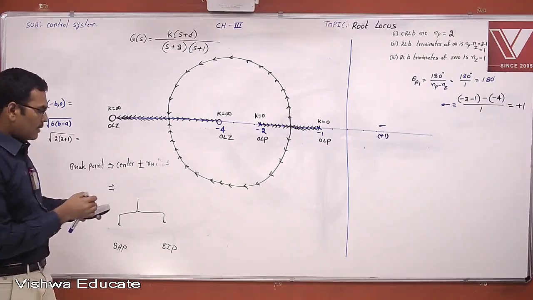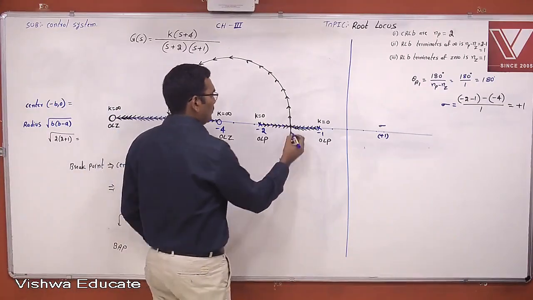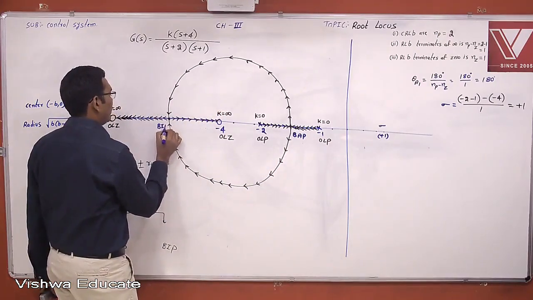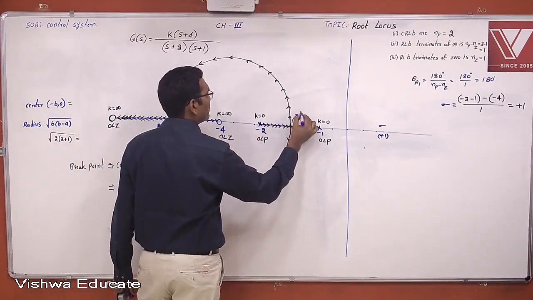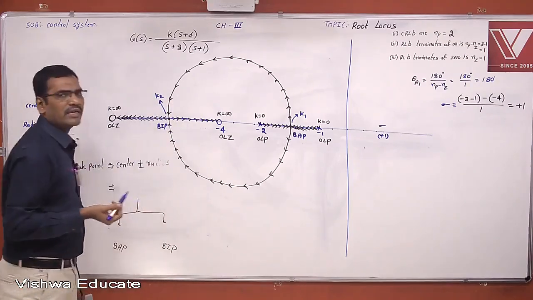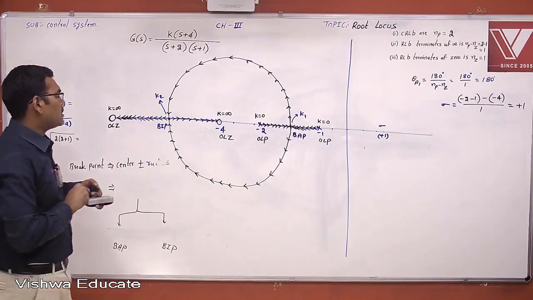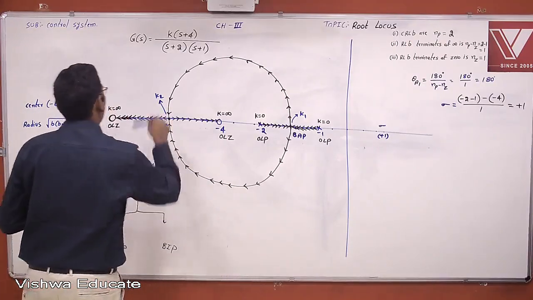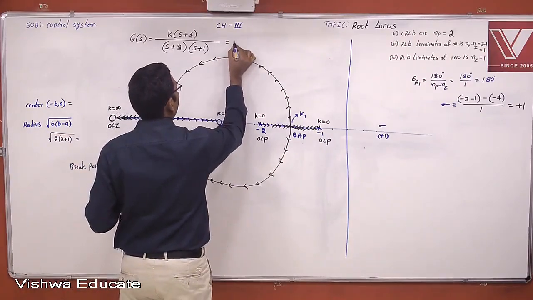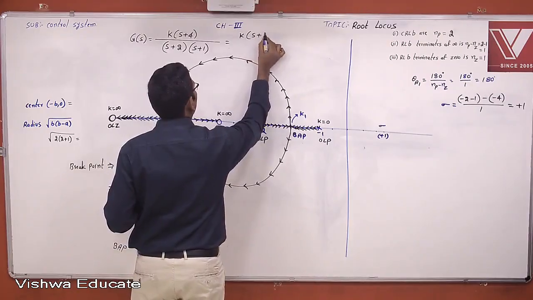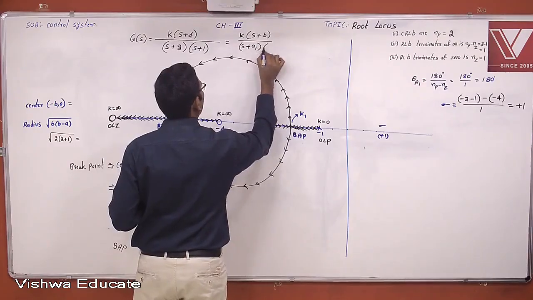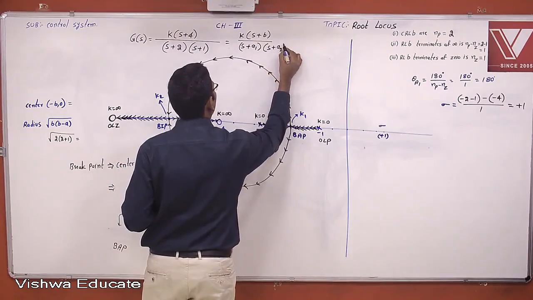Right? Now see here, this is the breakaway point, and this is the break-in point. The gain at the breakaway point is some k1, and the gain at the break-in point is some k2. You know all the parameters, so you can easily calculate it. But now this is the shape of a circle, therefore what should be the center? The problem is like this: k into s plus b by s plus a1 into s plus a2.